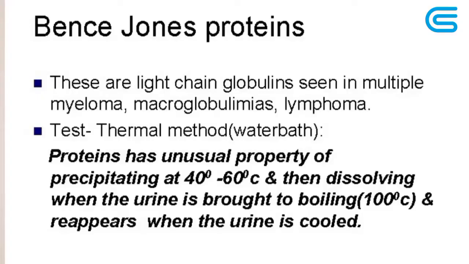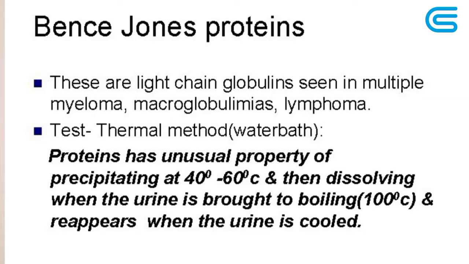Unlike other proteins, they have a characteristic behavior on heating. So I want you to be keen here. Bence Jones proteins, when heated, precipitate between 40 to 60 degrees Celsius. They form a precipitate between 40 to 60 degrees Celsius, and when heated above 60 degrees Celsius, they will dissolve. When cooled below 60 degrees Celsius, again they precipitate, and when cooled again below 40 degrees Celsius, they dissolve.